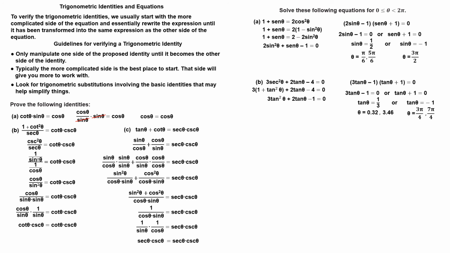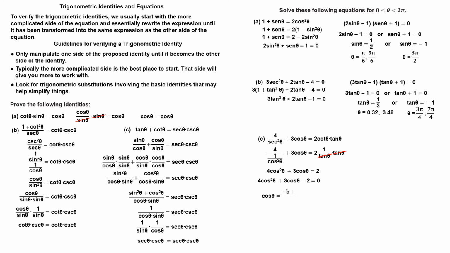Look at this equation. To solve this equation, we use the reciprocal identities. Simplify and subtract 2 from each side. This equation does not appear to factor nicely, so we use the quadratic formula, remembering that we are solving for cosine of theta.